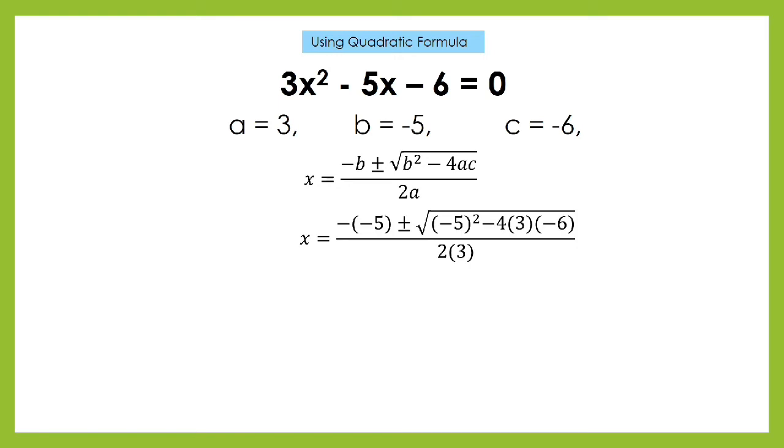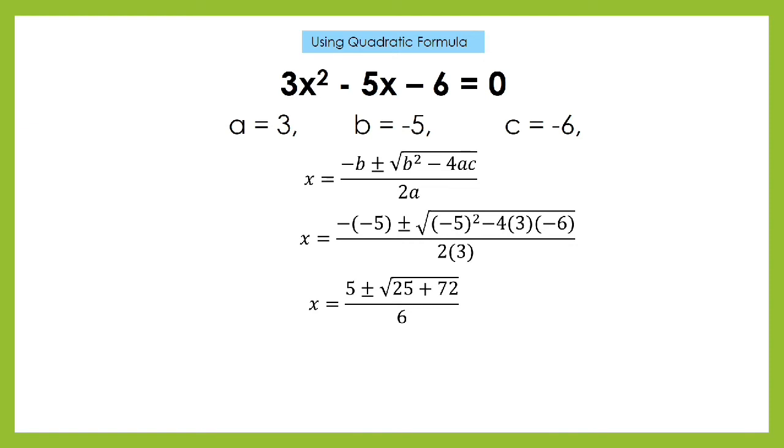Okay. Our B is negative 5. So, we have negative times negative B. Okay. B squared. So, negative 5 squared. Minus 4. Okay, that is a fixed value. Times A, our A is 3, so times 3. And then times C, our C is negative 6, so times negative 6. All over 2A. So, 2 times A is 3. Okay. And then, simplify.